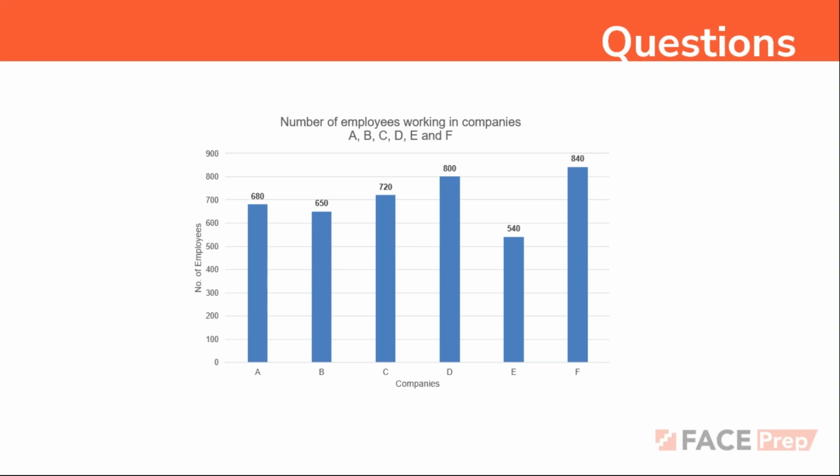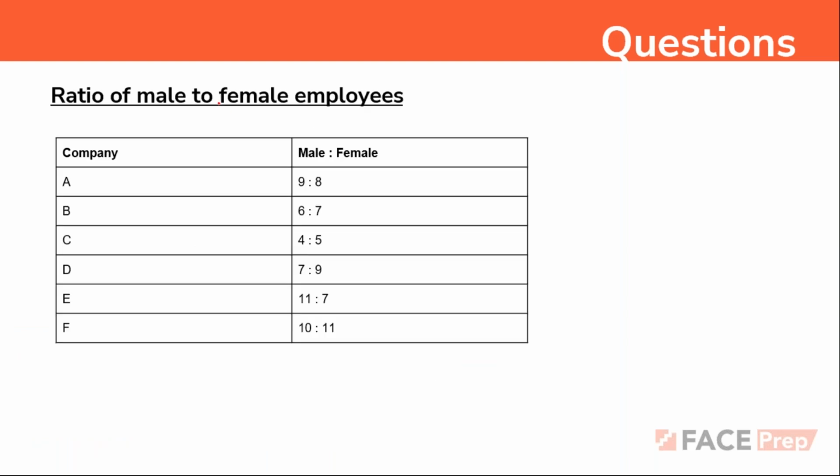Here they have given a bar graph. The number of employees is mentioned for five companies, A, B, C, D, E, and this represents the number of persons. That is the total count of people in a particular company: 680, 650, 720, all these values. Another table mentions, in each company, the ratio of male to female employees. In company A, the ratio of male to female is 9:8. In company E, it is 11:7, and so on.